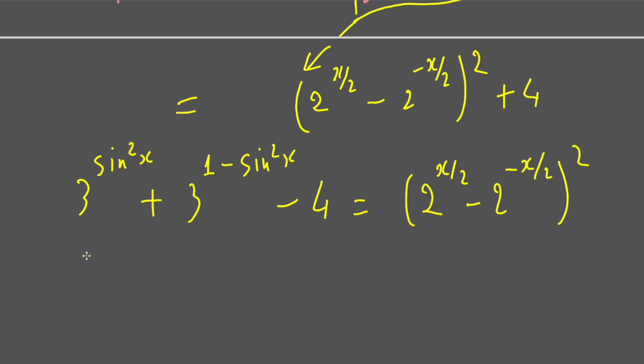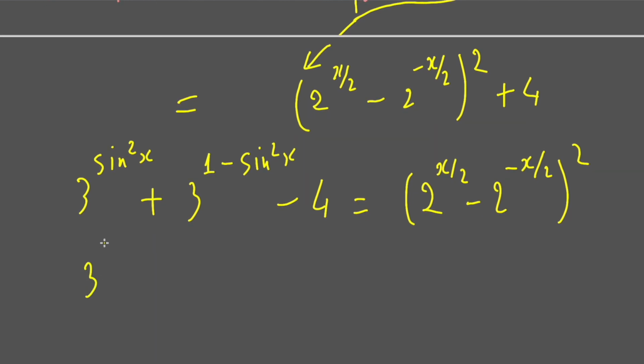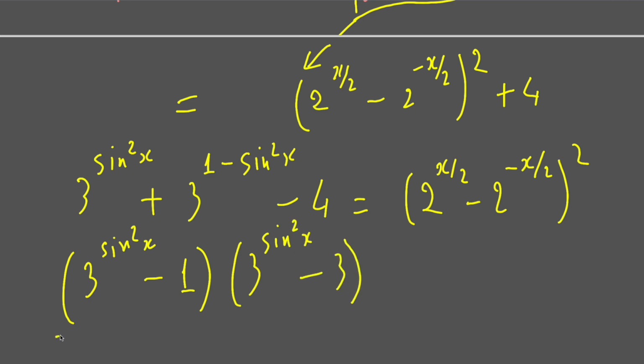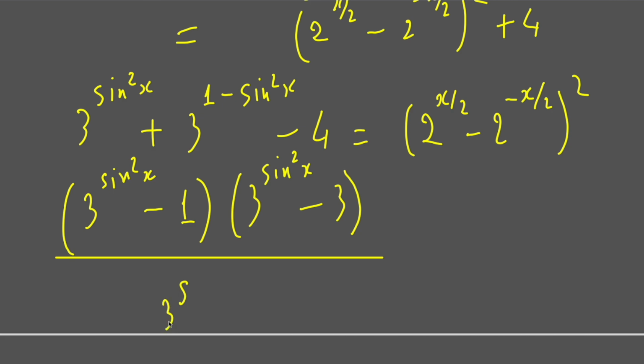Okay, on the left hand side we will have 3 power of sine square x minus 1 multiplied by 3 power of sine square x minus 3, over 3 power of sine square x, and this will equal to 2 power of x over 2 minus 2 power of negative x over 2, squared.